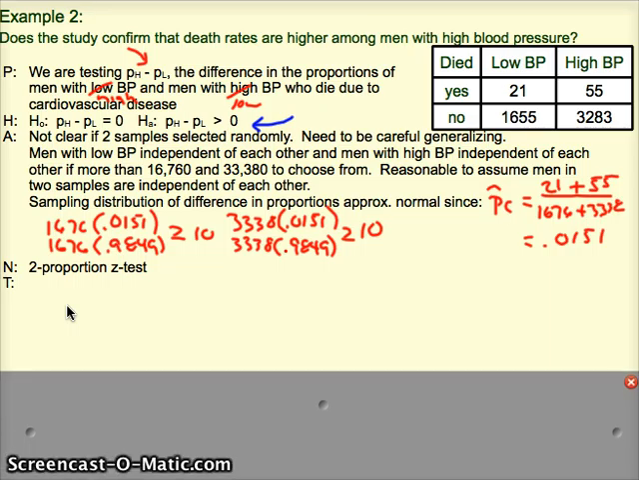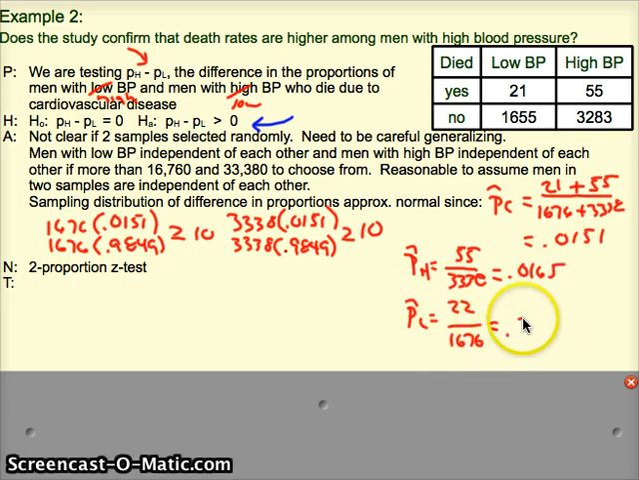And then we need to calculate our test statistic. So the test statistic in the numerator, we have our estimate of the difference, p-hat high minus p-hat low. So we need both of those calculations. So for p-hat for low blood pressure, start over here. Let's do high first. P-hat for high blood pressure, we have 55 over 3338, and that turns out to be 0.0165. And for low, we have 22 over 1676, which turns out to be 0.0125.